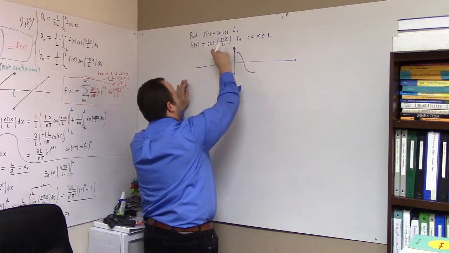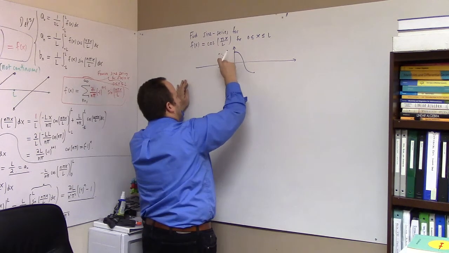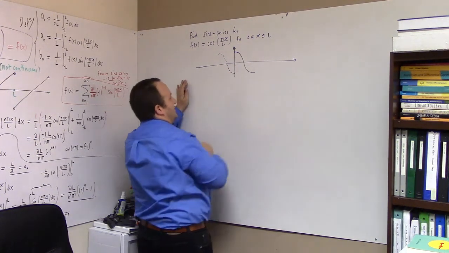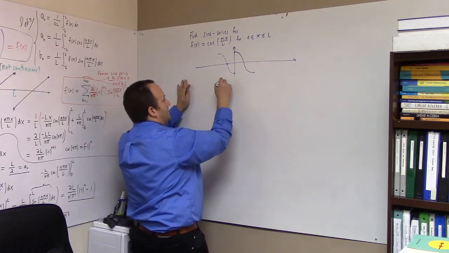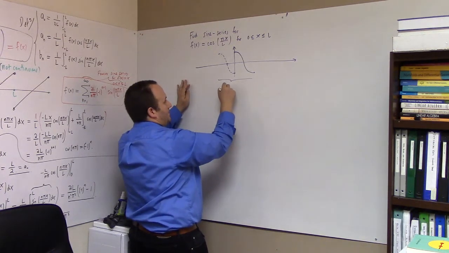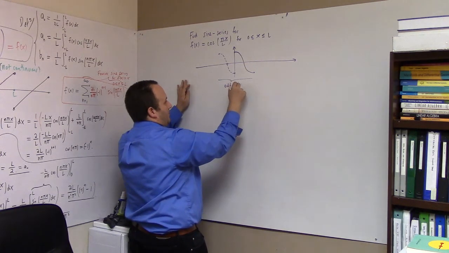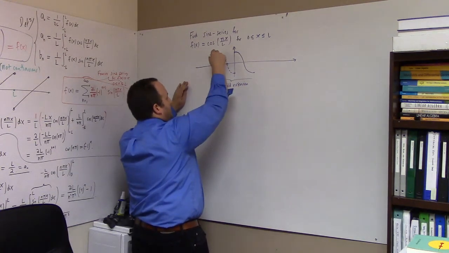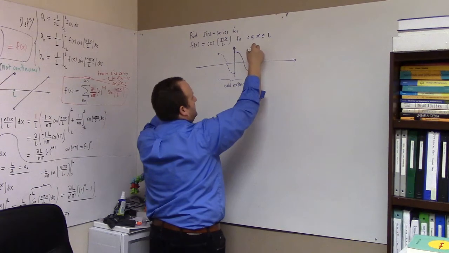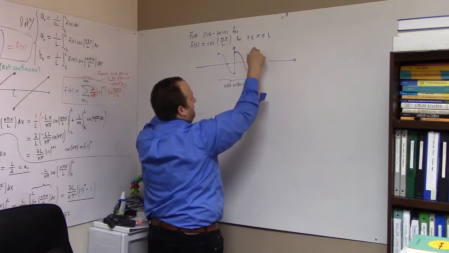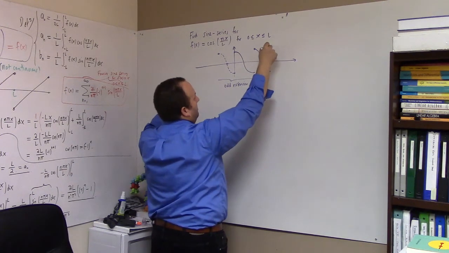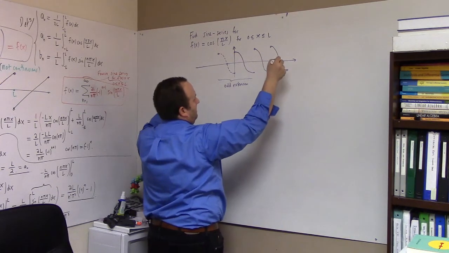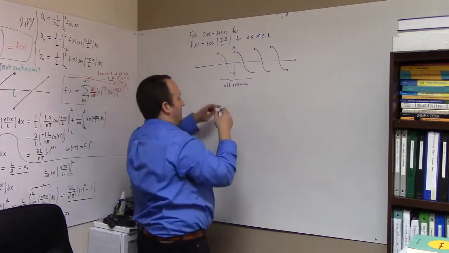Right. So here's the, I'll make it dotted. Here's the odd extension, right? And then the Fourier series just keeps repeating, right? Et cetera, et cetera. I'm just gonna draw that much.